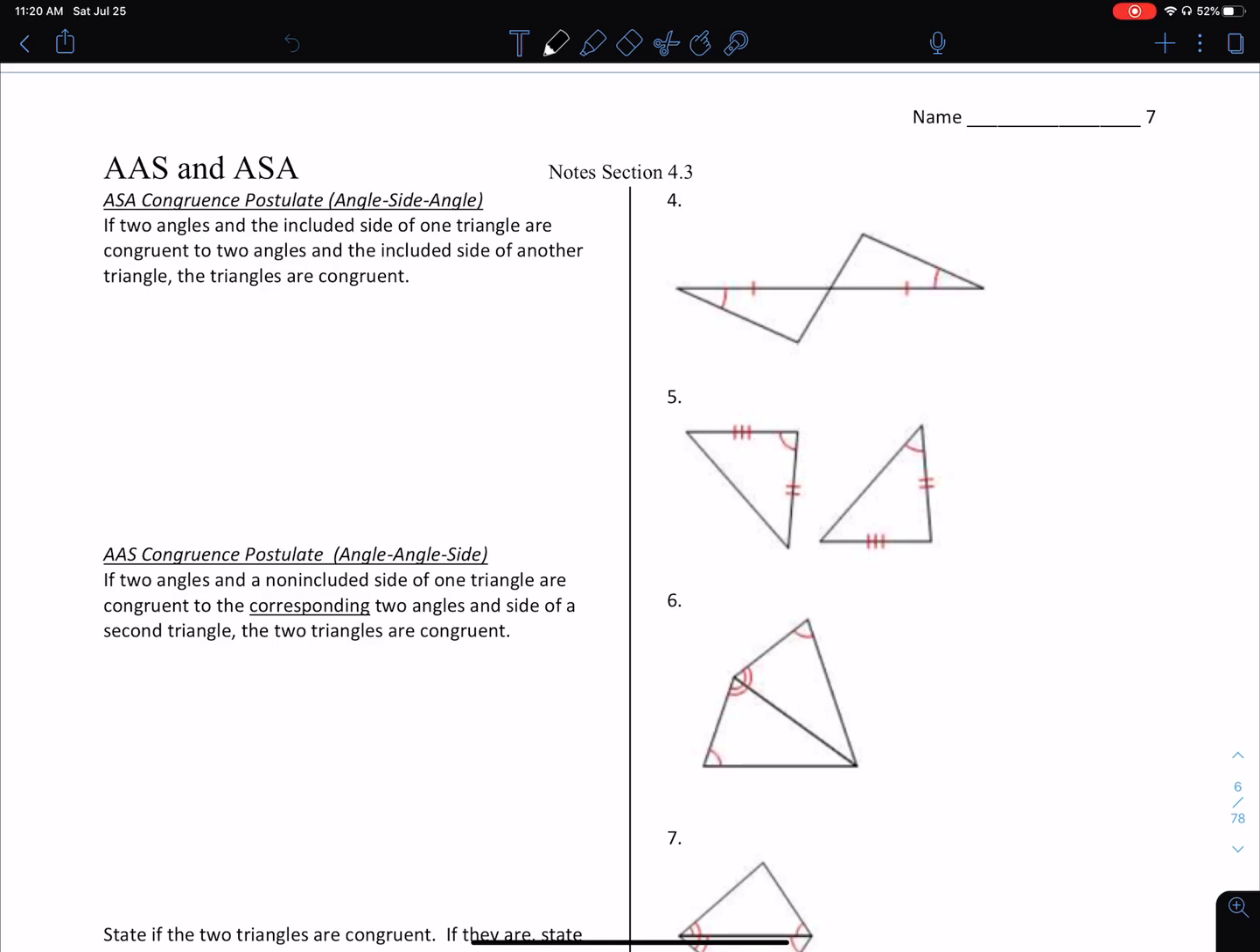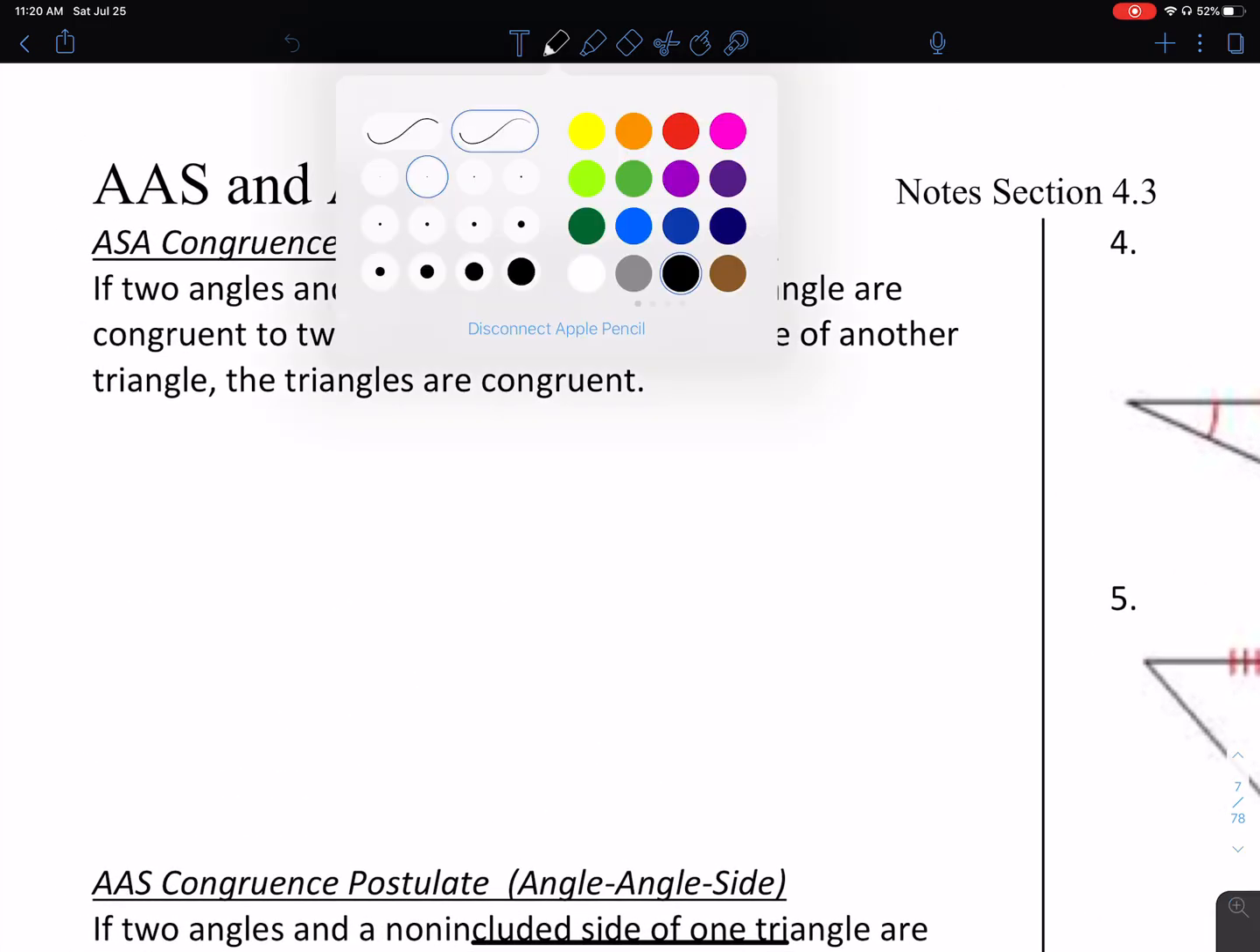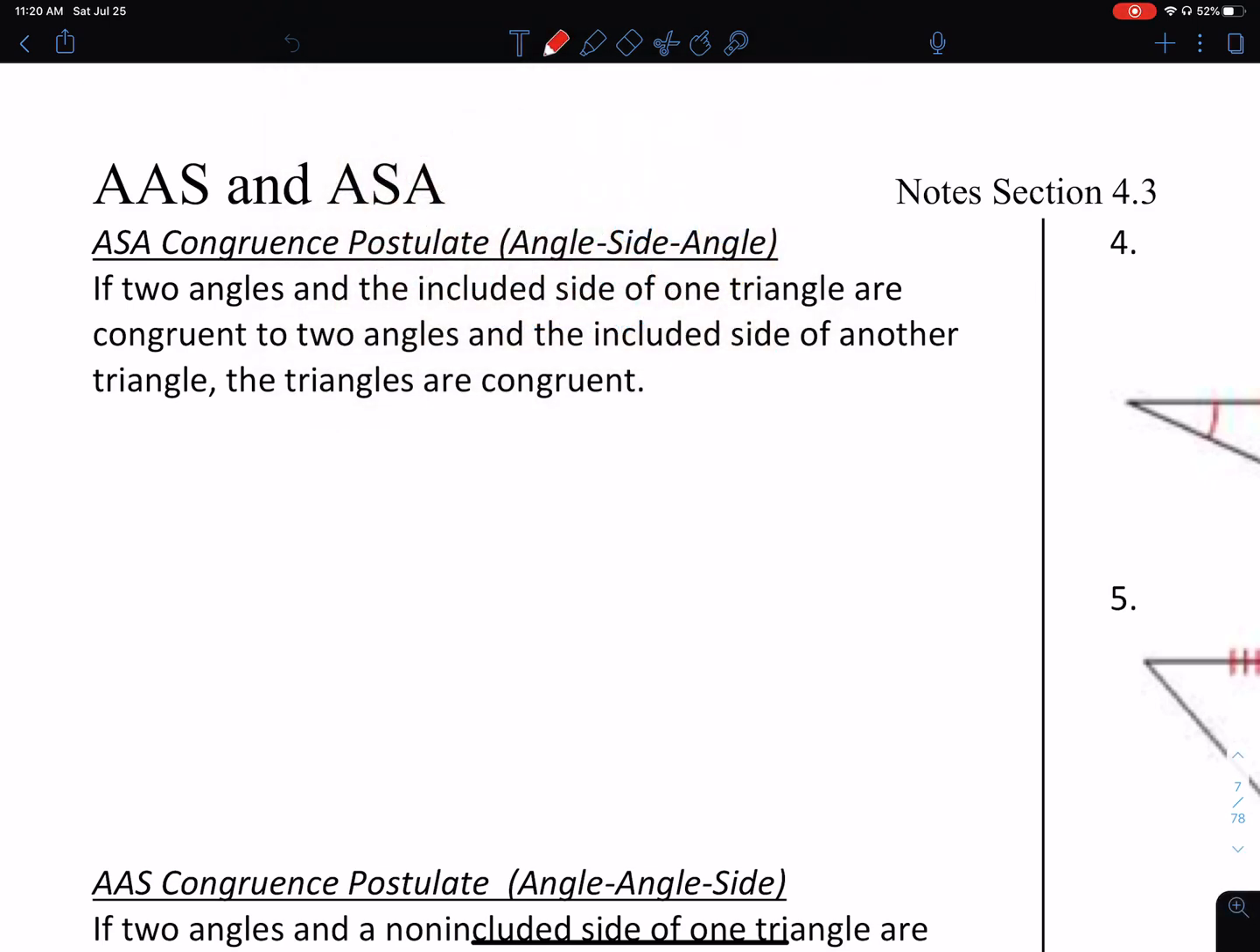As we continue with this section, section 4.3, we're going to have 2 other quote-unquote shortcuts that we can use to determine if these triangles are congruent or not. The first one being the angle-side-angle congruency postulate. ASA. If 2 angles and the included side of one triangle, so let's draw that. So we got a triangle, we got 2 angles and the included side. We'll call this triangle BIG.